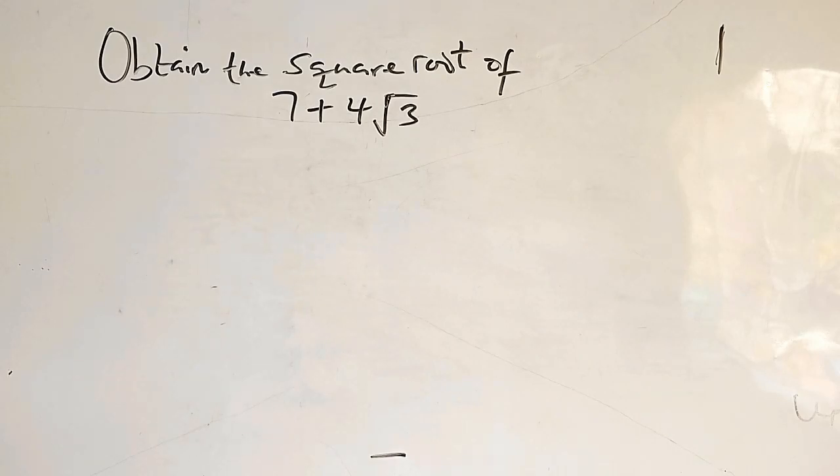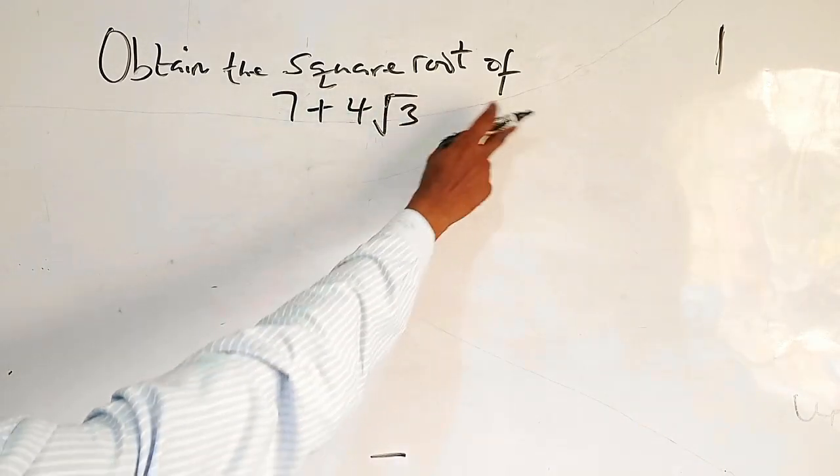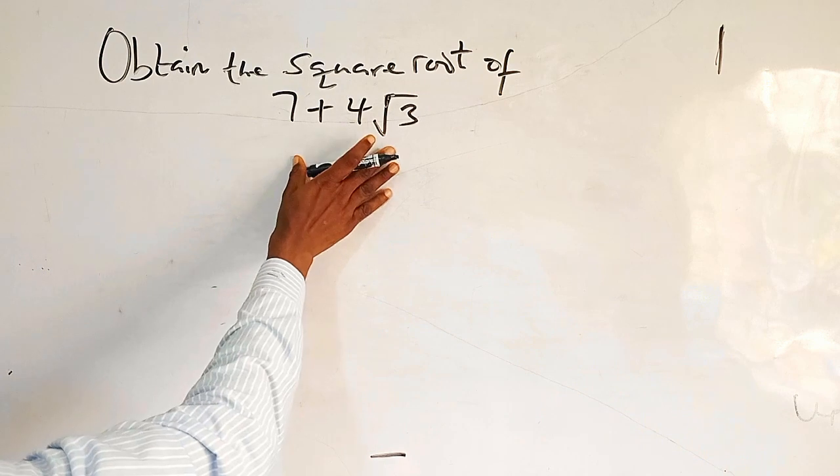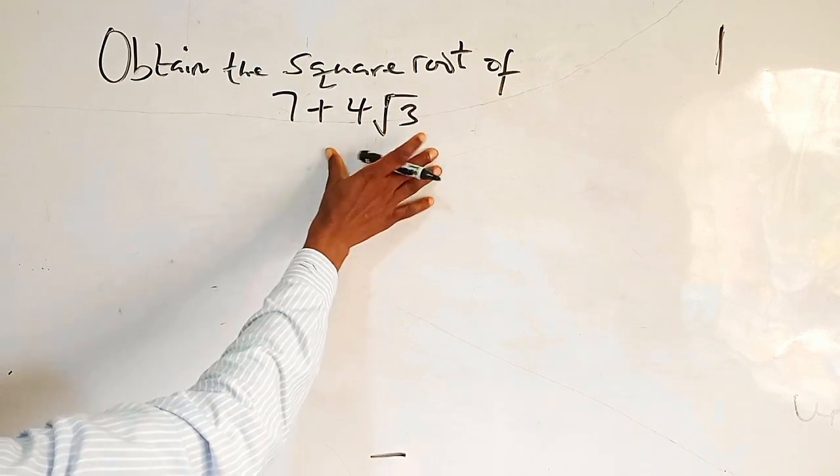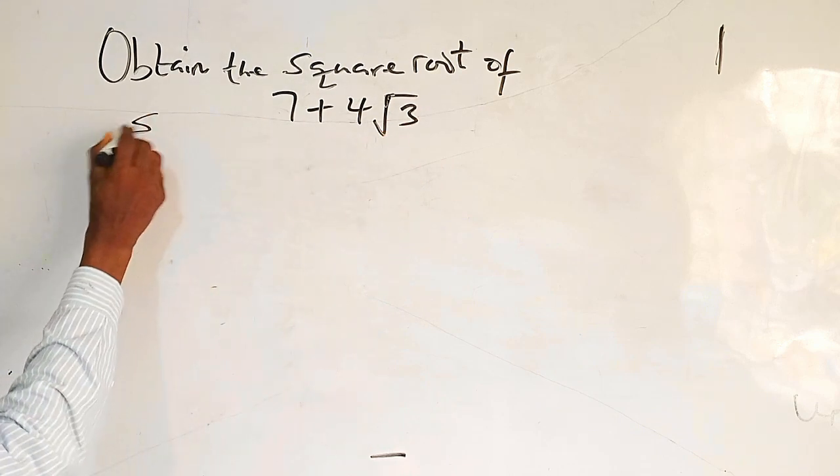The question says, obtain the square root of this surdic quantity. Okay, we have 7 plus 4 root 3. We should look for the square root. Solution.